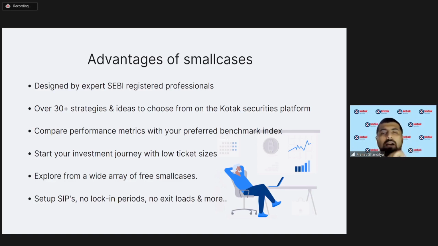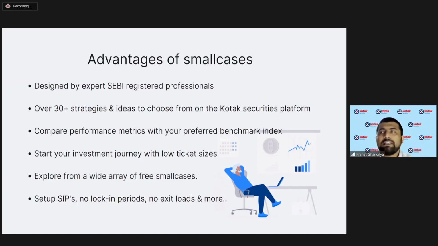Apart from that, as you can see, there are 30 plus strategies and ideas to choose from on the Kotak Securities platform. And you can always compare the performance with your preferred benchmark index, whichever index you want to compare it with. It could be Nifty 50, it could be asset classes like inflation, it could be different indexes. Everything is available. And you can start your journey with a very low ticket size, for example, something like 3,000 rupees, 5,000, 10,000. We have portfolios starting from different minimum investment amounts. And we can explore from a wide array of free smallcases, which basically means almost 95% of the smallcase baskets that have been listed on the Kotak platform are completely free of charge.